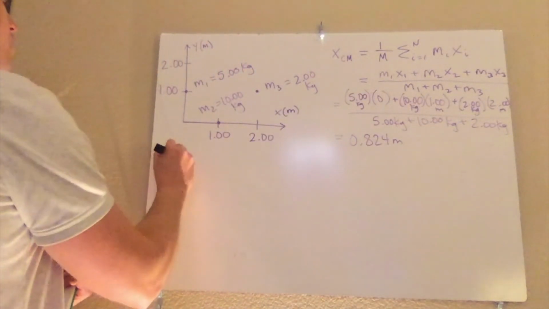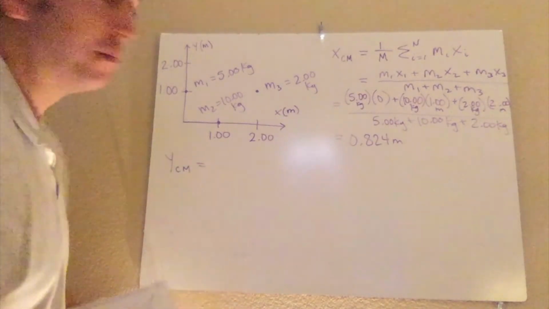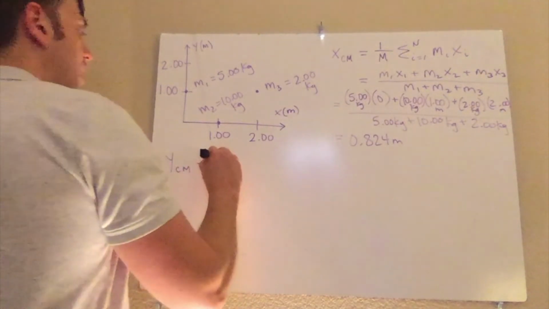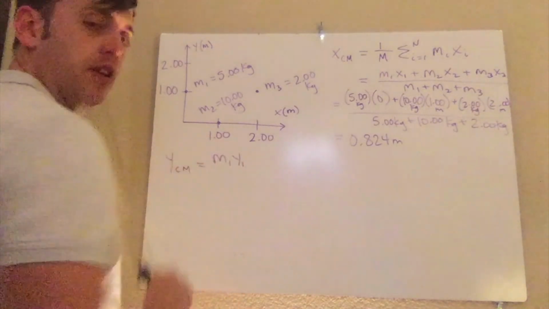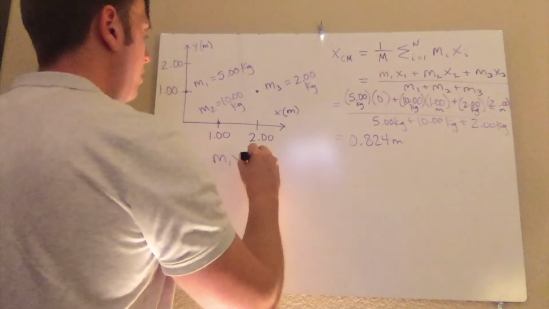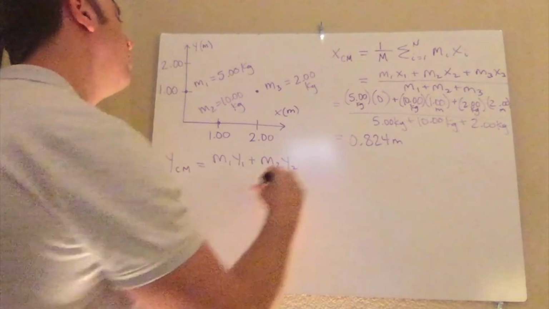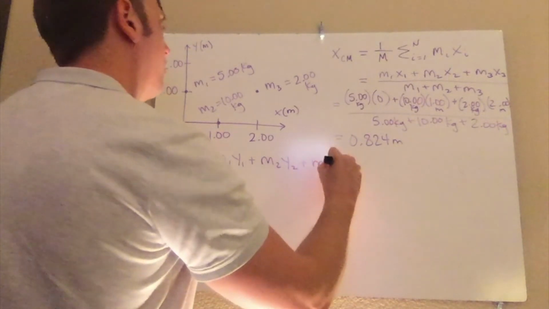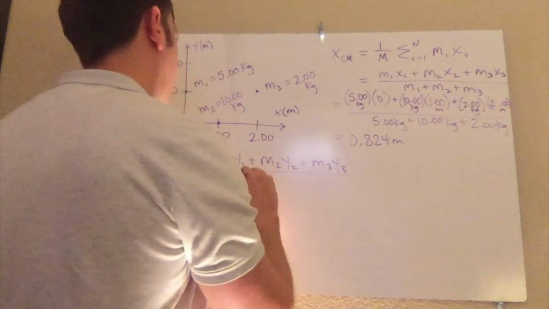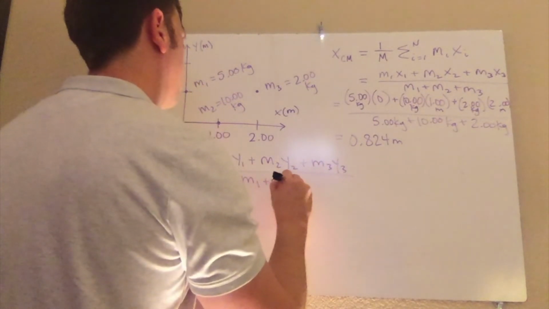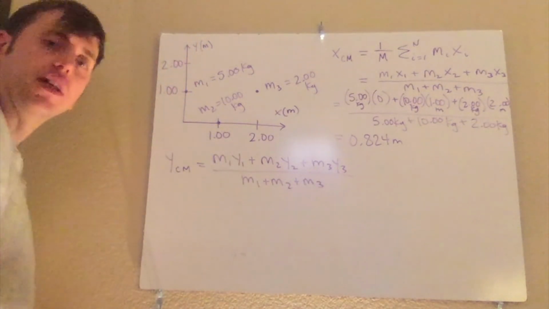Now when we do the y coordinate, it's really the same thing all over again, except instead of x, we have y. So I'll have the mass of my first object times the y coordinate of that, plus the mass of my second times the y coordinate of my second one, and then m3 times y3, all divided by m1 plus m2 plus m3. That's what we need to calculate.